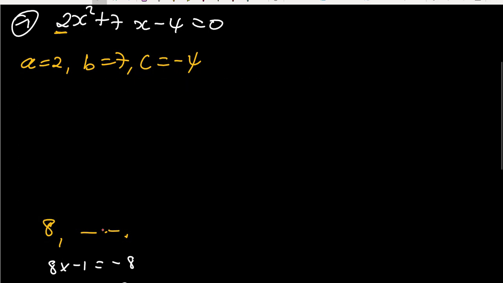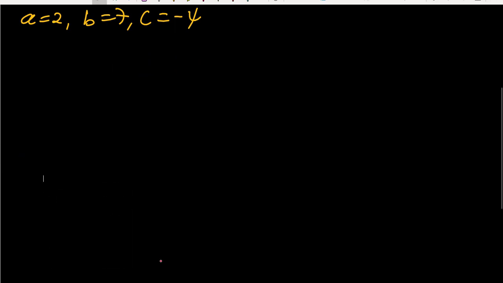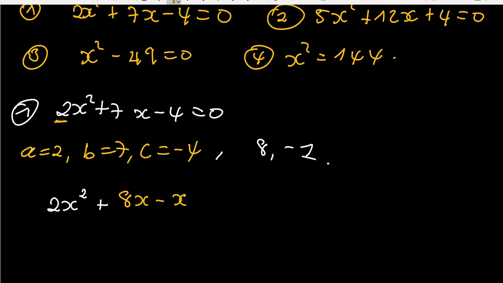Okay, so I'm going to clean this part, and I will now see how to expand this. The two numbers are 8 and negative 1, so we simply replace it here. We have 2x squared plus, I'm going to replace 7x by 8 and negative 1, so it can be written as 8x minus x, then minus 4 is equal to 0.